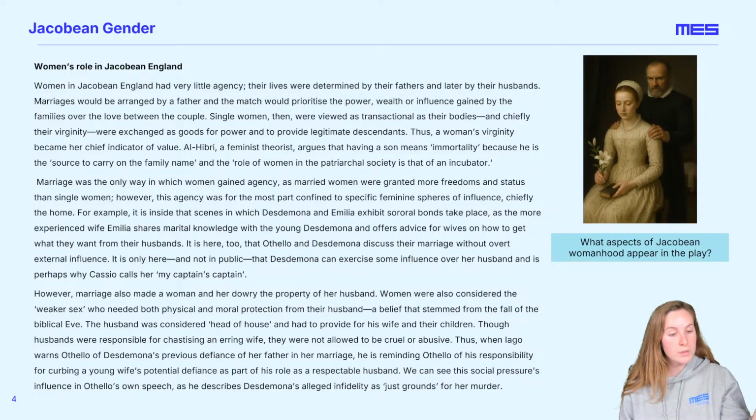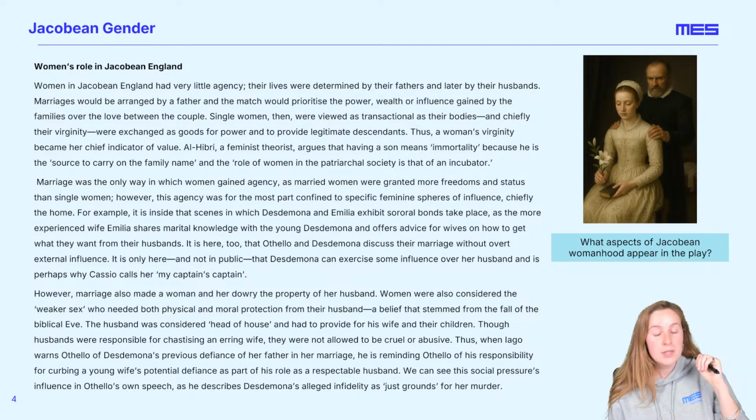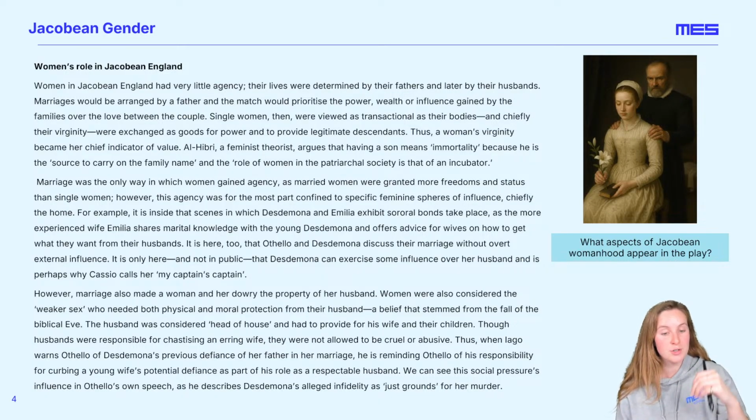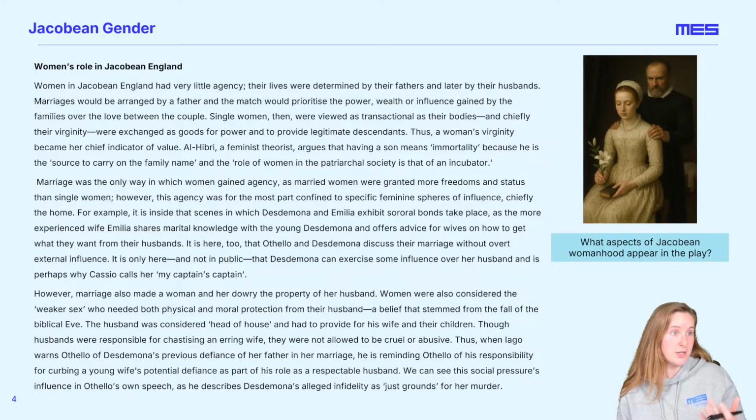Thus, when Iago warns Othello of Desdemona's previous defiance of her father in her marriage, he is reminding Othello of his responsibility for curbing a young wife's potential defiance as part of his role as a respectable husband. We can see this social pressure's influence in Othello's own speech, as he describes Desdemona's alleged infidelity as just grounds for her murder. In other words, the justifiable reason for her murder.